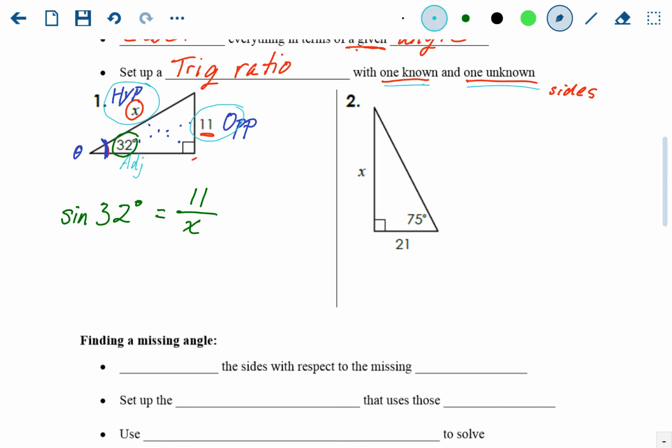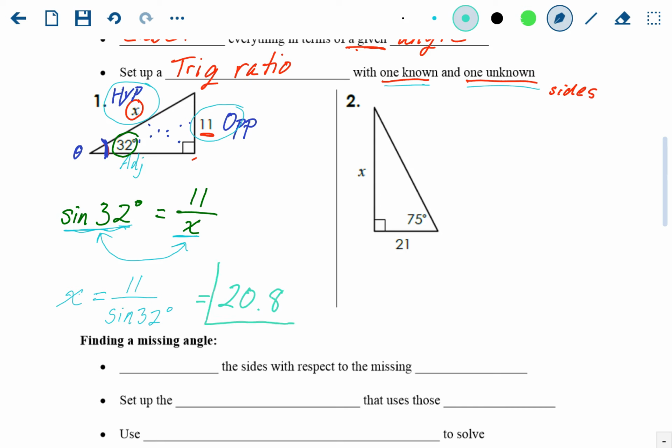If you remember from last week, we said that if you have a variable in the denominator of a trig function, you can simply swap these two positions. So if the sine of 32 is 11 over x, that means x is going to equal 11 divided by the sine of 32. Which you're going to have to punch into a calculator. And you'll find out that 11 divided by sine of 32 degrees is 20.8. So that is our missing side, our x.